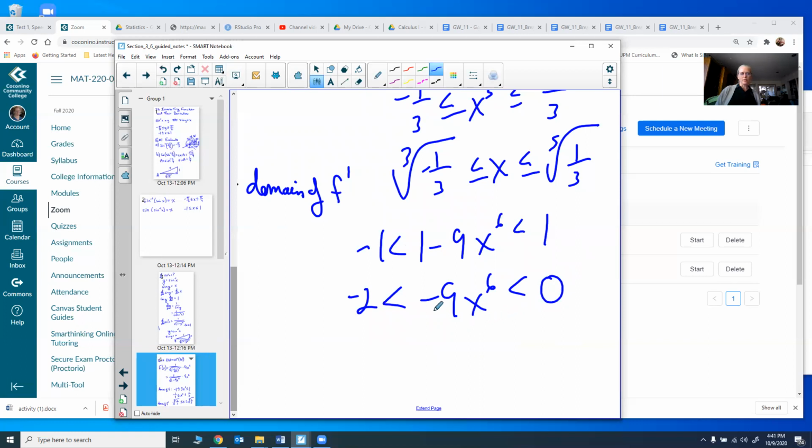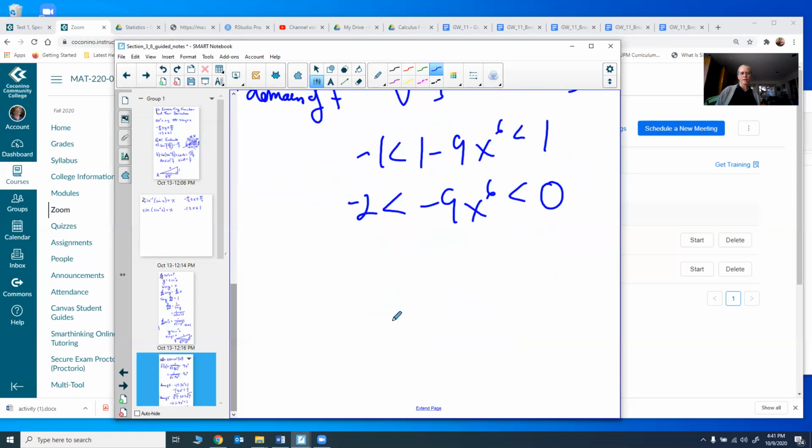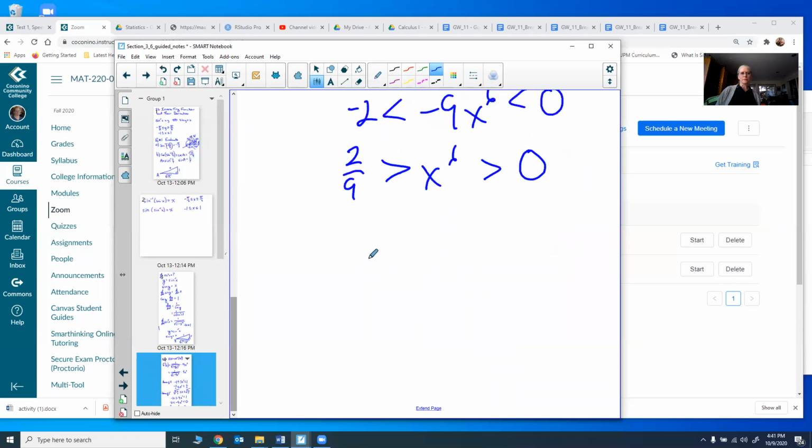And then I need to divide through by -9. But remember, when you divide an inequality by a negative number, you have to switch the direction of the inequality. So we're going to get -2 over -9, or 2/9, is greater than x to the 6th, which is greater than 0, because we divided through by -9. And now we have to figure out what to do with this, because now we have a little bit more work going on here because we've got this inequality and so forth.